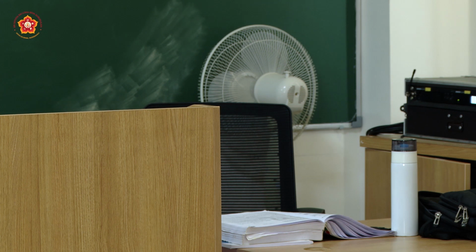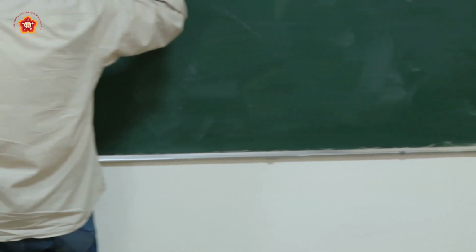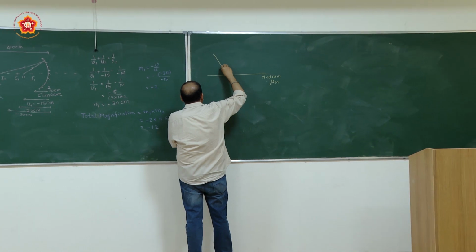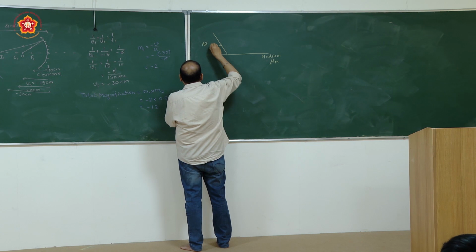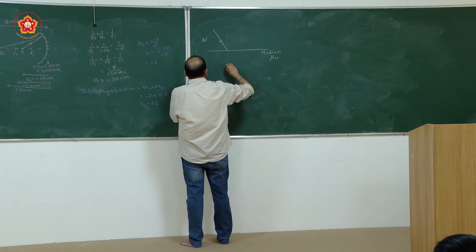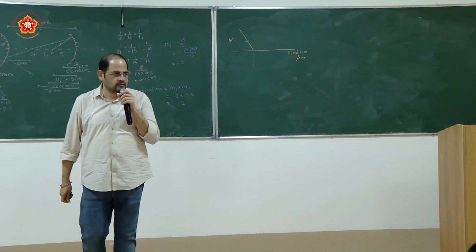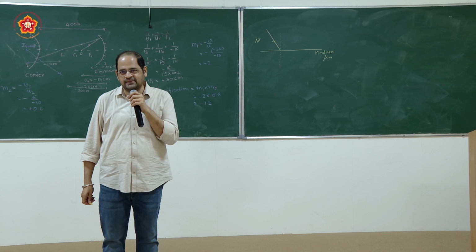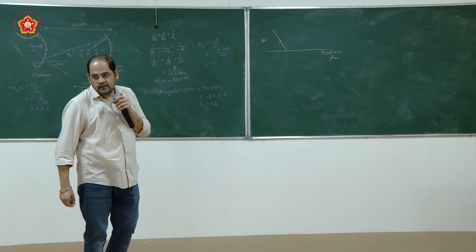This is a medium with a refractive index mu m. The ray of light is incident at what angle? This is the air medium, it is given to you. At what angle it is incident? Now let's start it now. So what is that angle of incidence? 60 degree.